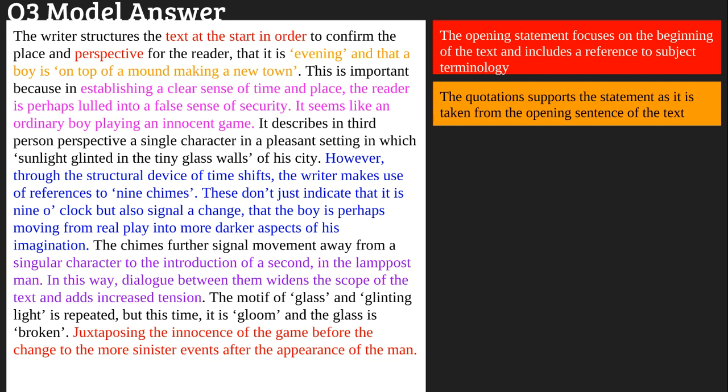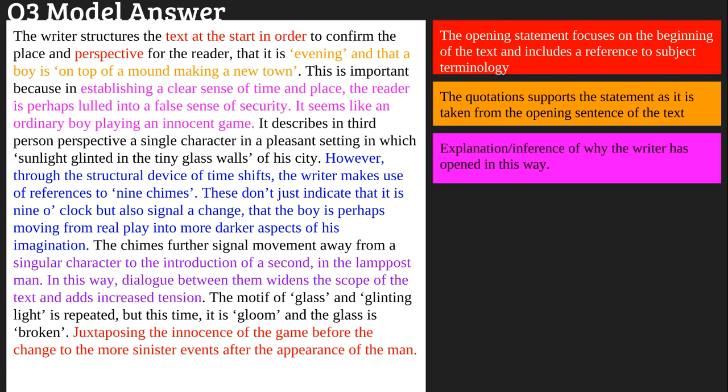This is important because in establishing a clear sense of time and place, the reader is perhaps lulled into a false sense of security. It seems like an ordinary boy playing in an innocent game. So now we've got our inferences and our explanations of why the writer has opened in this way, because that idea that it's just a boy, it's in the evening, he's making his little town, he's quite innocent, he's quite happy, there's no negativity, danger, or anything like that, those things that we get later in the extract. It describes, in third-person perspective, a single character in a pleasant setting in which sunlight glinted off the tiny glass walls of his city. So the sunlight's there, it's nice and it's happy.